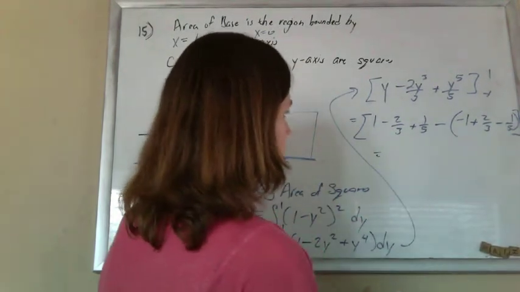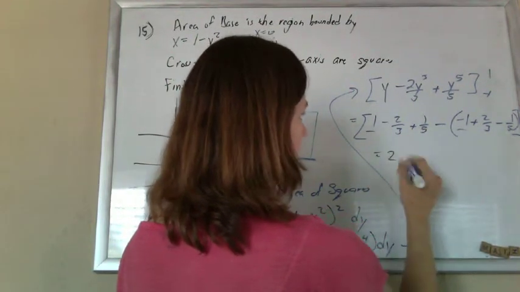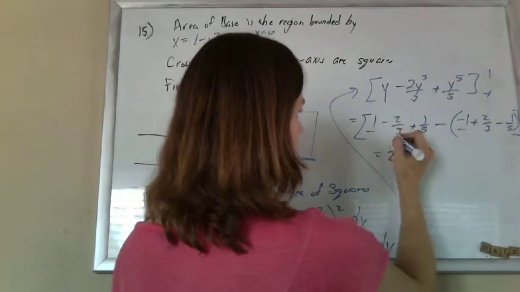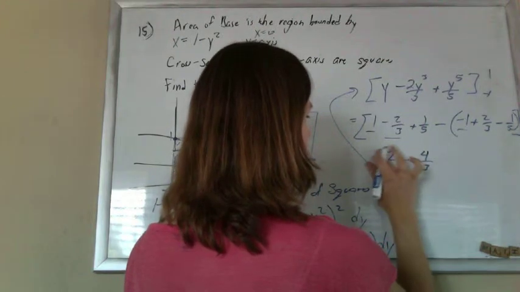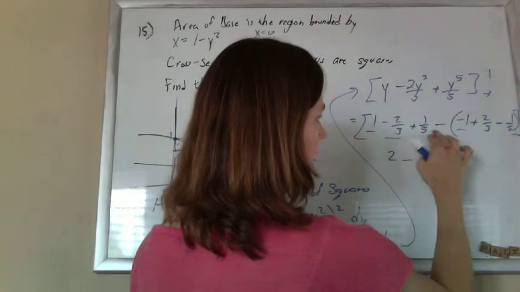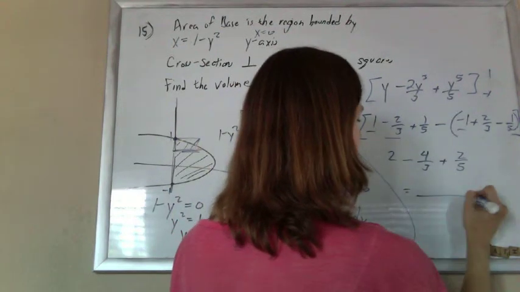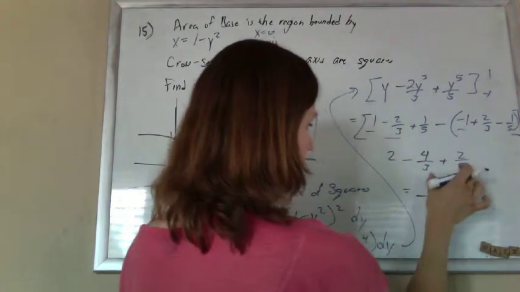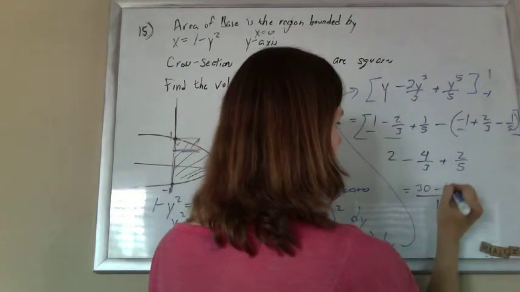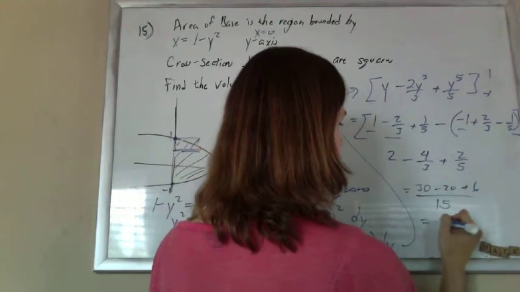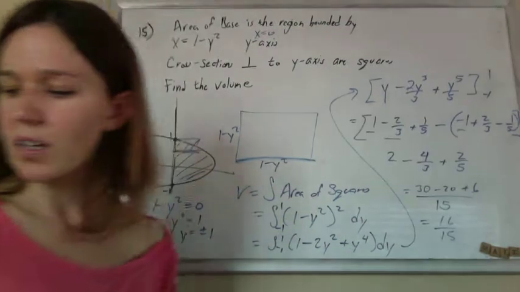And now we just have this mess. So 1 minus negative 1 is 2. Negative 2/3 minus 2/3 is negative 4/3. 1/5 minus negative 1/5 is 2/5. I really don't feel like adding fractions, but here we go. So common denominator 15. So that's 30 minus 20 plus 6. So that's 16/15ths. See if I can add correctly.